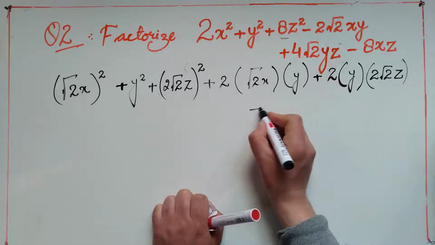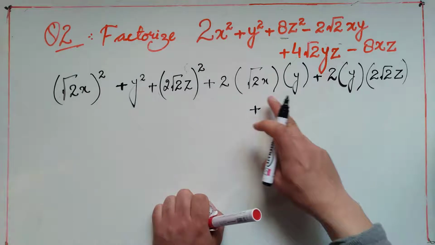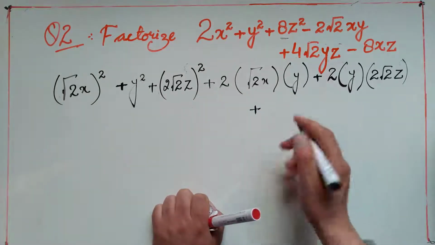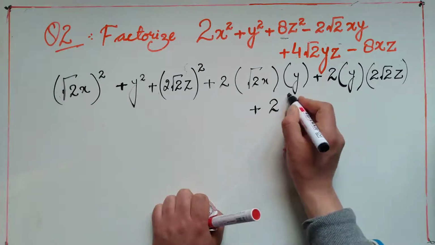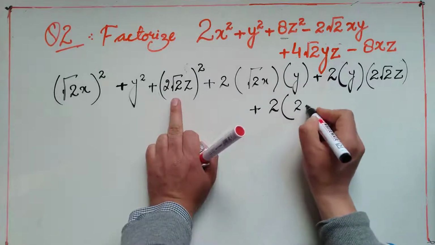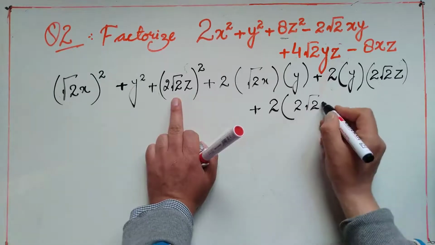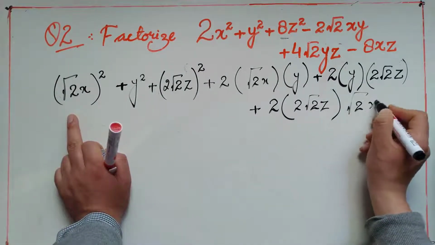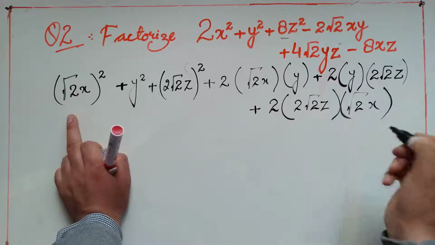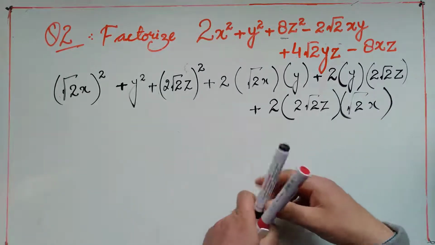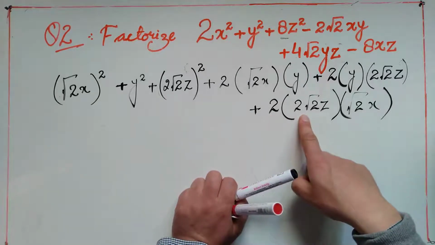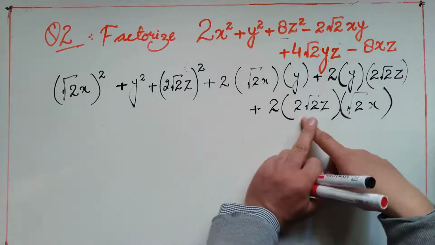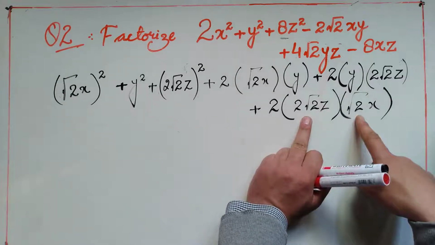And as per the identity, what is the third term? We know the first term is 2ab, second is 2bc, third term is 2ca. That is 2c, what is c over here? 2 root 2 z, and a, what is a? A is root 2x. Let's see if this is correct according to the question. This gives us 2 root 2 z, got it? 2 root 2 z, and then root 2 into root 2.